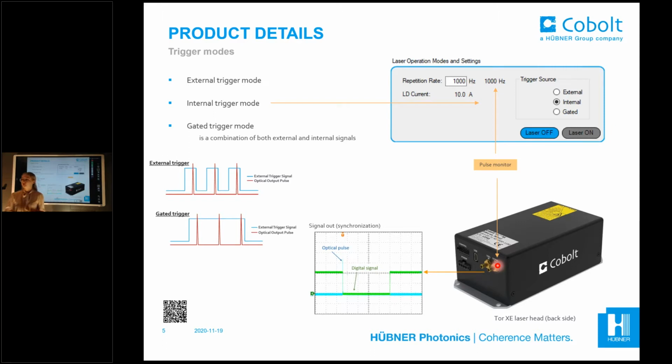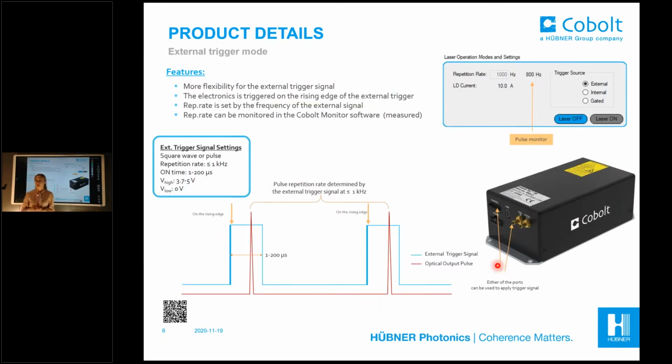So now we move towards the external trigger mode. So the external trigger mode, one needs an external source to trigger the laser, but we have a lot of flexibility on the duration of the external trigger. So it can be anywhere between 1 to 200 microseconds, and the laser will be triggered on the rising edge of your external trigger. You can monitor the repetition rate the laser is running at in the Cobolt Monitor software here. And to apply the external trigger signal, you can either use this port that is called control, it's a Molex connector, or you can use SMB connector on the back of the laser head.